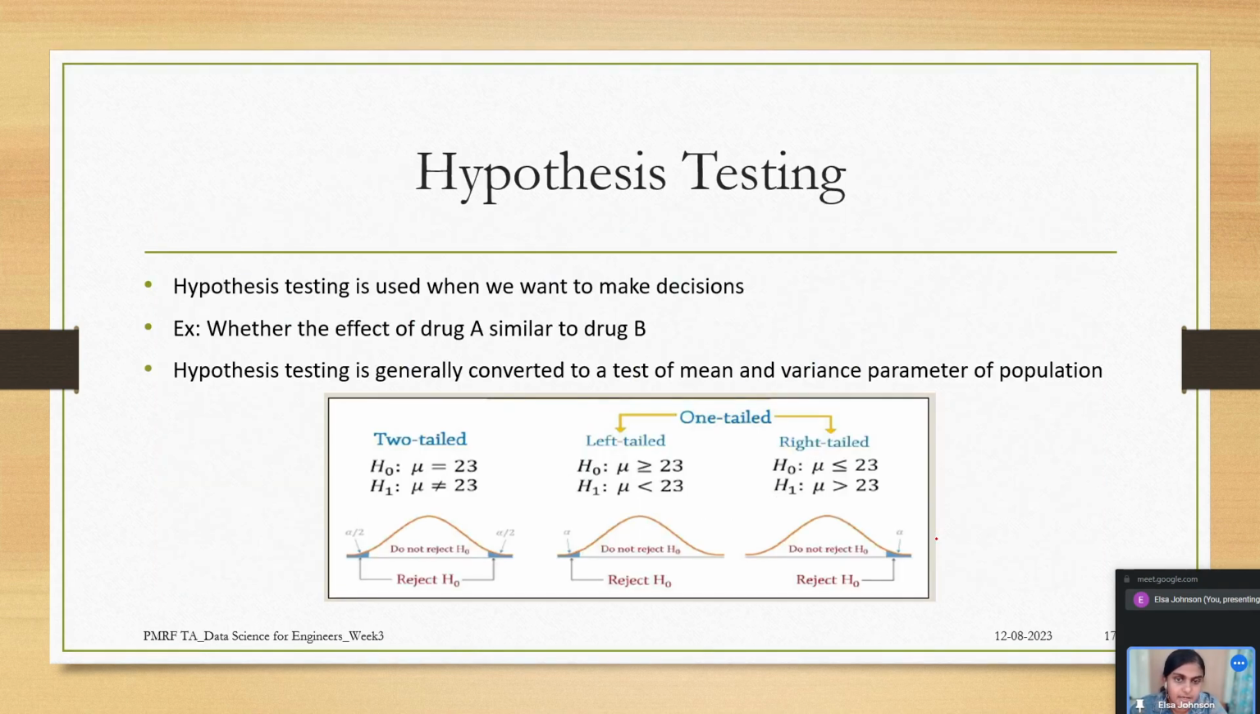Now hypothesis testing. Hypothesis testing is used when we want to make decisions. This is the base of all the things that you'll be doing later. The question is whether the effect of drug A is similar to drug B. This later comes in many classifications when you are doing classifications also. Hypothesis testing is generally converted to a test of the mean and various other parameters of the population.